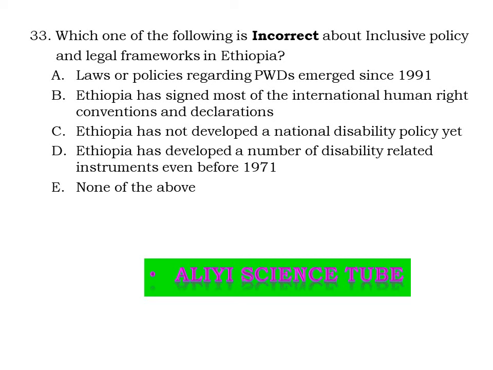Question 33. Which one of the following is incorrect about inclusive policy and the legal framework in Ethiopia? A, laws and policy regarding persons with disability emerged since 1991. B, Ethiopia has signed most of the international human rights conventions and declarations. C, Ethiopia has not developed a national disability policy yet. Wrong. D, Ethiopia has developed a number of disability related instruments even before 1971. E, none of the above. So the answer is that the incorrect one is C.